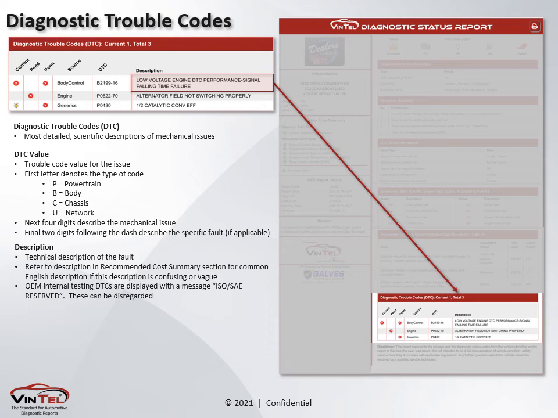Again, the secondary failure cause, the dash followed by the 2 digits, is appended to the OEM level description with the proper ISO SAE approved failure reason.